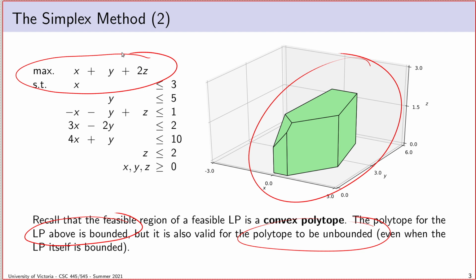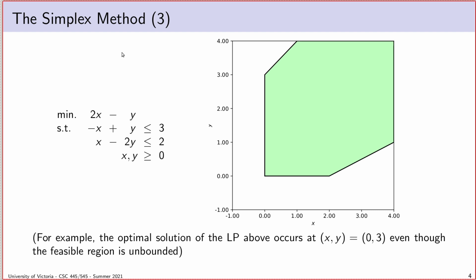You can establish that if the linear program is unbounded, the polytope has to be as well. But the converse is not necessarily true. There can be linear programs with an unbounded polytope, with a feasible region that has infinite volume, but which still do have an optimal solution. And I've got an example of that on the next slide, a two-dimensional case.